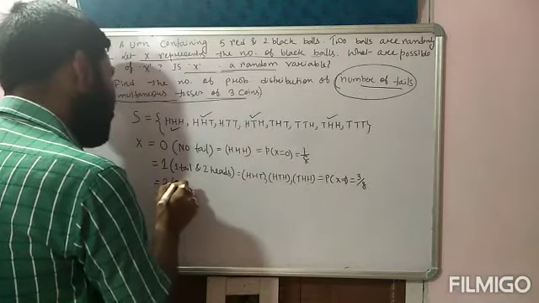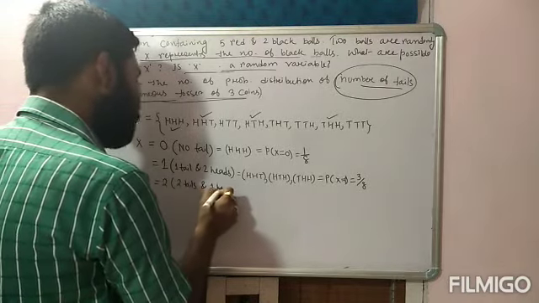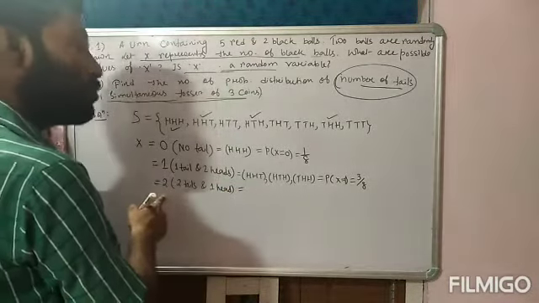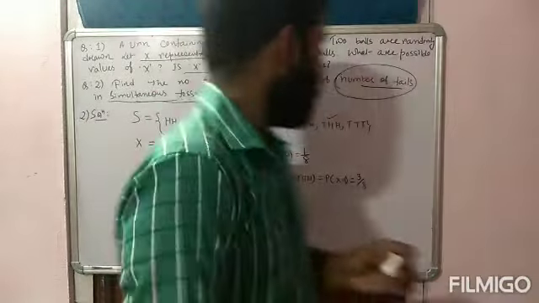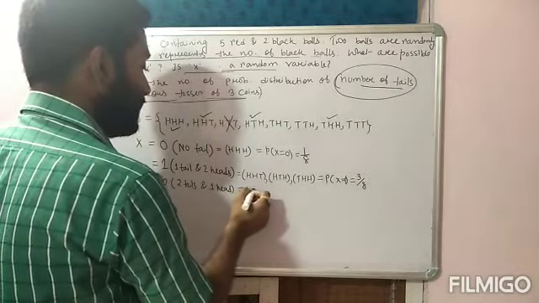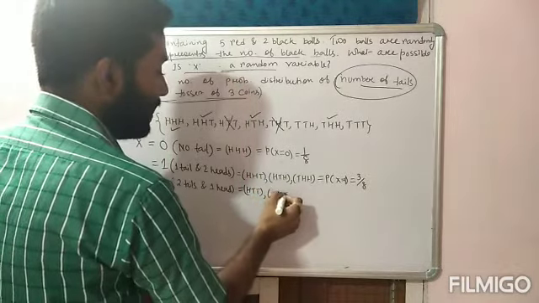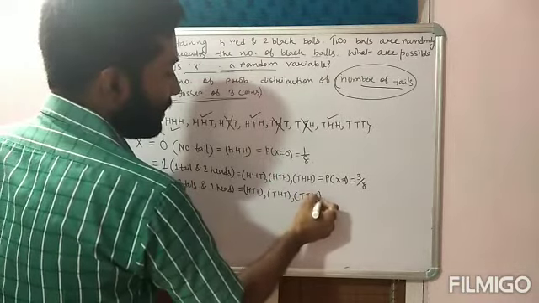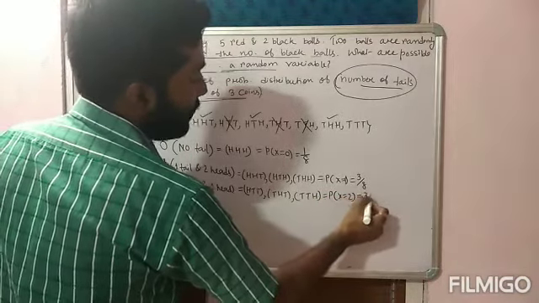Then write x equal to 2. X equal to 2 means 2 tails and 1 head. So 2 tails and 1 head. You have to give preference to tails because here x denotes the number of tails. So 2 tails, 1 head. How many such combinations are there? 2 tails means HTT, THT, TTH. So probability of x equal to 2 is equal to 3 by 8.